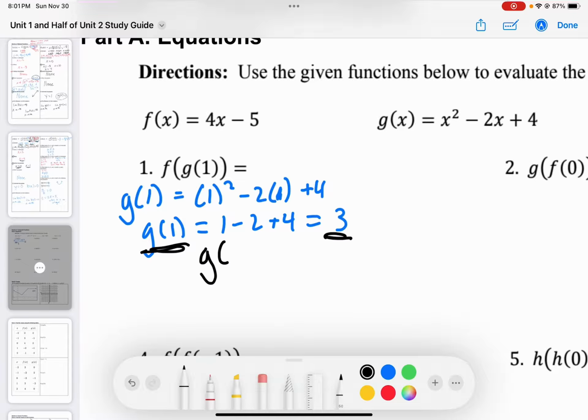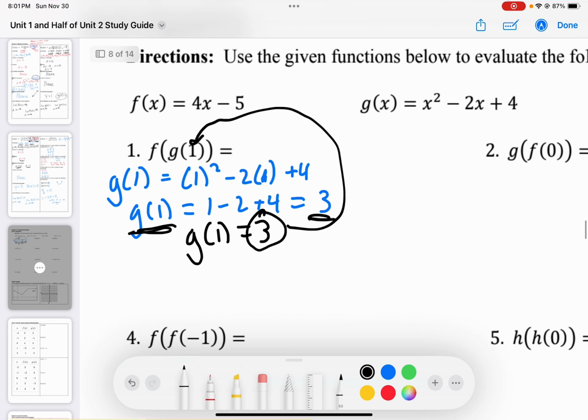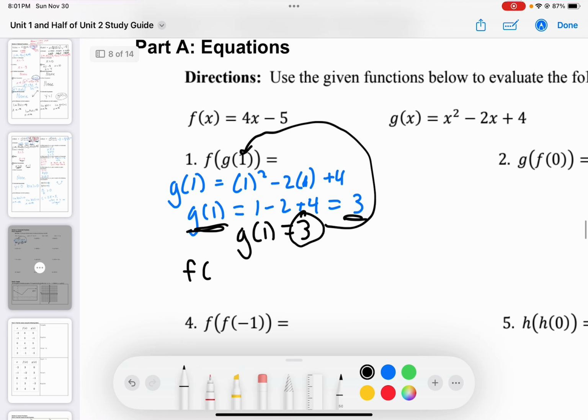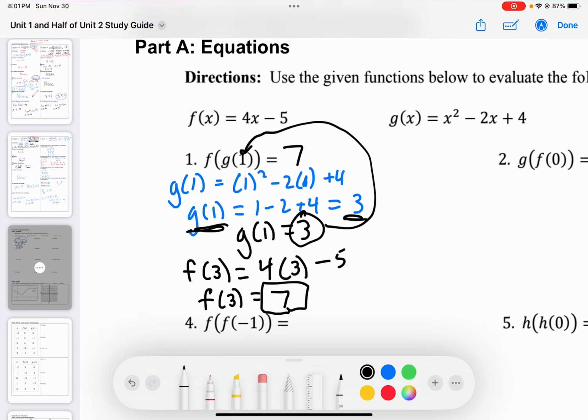Now, the g of 1 is equal to 3. So let me just write that right here. The g of 1 equals 3. They are the exact same thing. That means the 3 can substitute into this g of 1. And so this really is asking us, what is the f of 3? Well, that means I'm going to substitute 3 into function f, which is 4 times 3 minus 5. And the f of 3 is equal to 12 minus 5, which is 7. So the f of g of 1 is equal to 7.